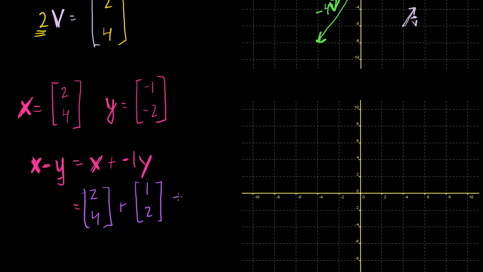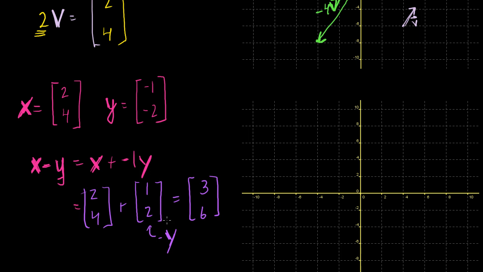So x minus y is going to be these two vectors added to each other, right? I'm just adding the minus of y. This right here is minus vector y. So this x minus y is going to be equal to 3 and 6.